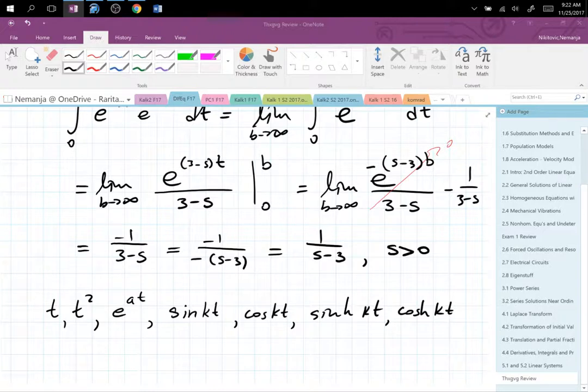You have C, which is capacitance. You have L, which is inductance. And you have R, which is resistance. So we call these RLC circuits, resistance and inductance and capacitors. And we use Kirchhoff laws.